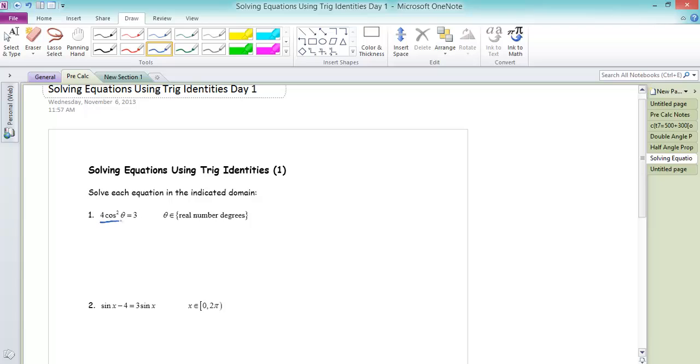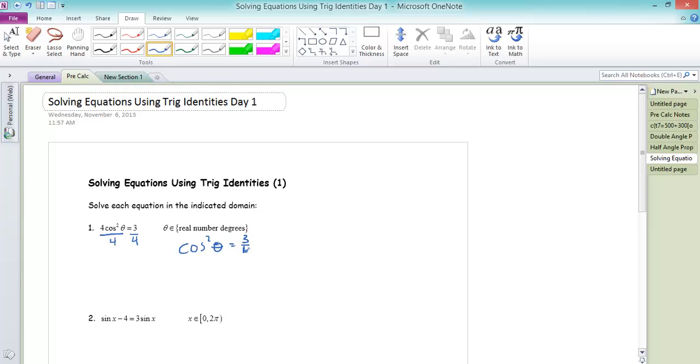So first thing I'm going to do is I'm going to divide by 4 on both sides, just like in Algebra 1. So I get cosine squared of theta is equal to 3 over 4. Now, being this is cosine squared, I'm going to take the square root of both sides because that's how I undo the square. But when I take the square root, I have to introduce a plus and minus. And the reason for this is because a negative root 3 over 4 squared would still be 3 over 4.